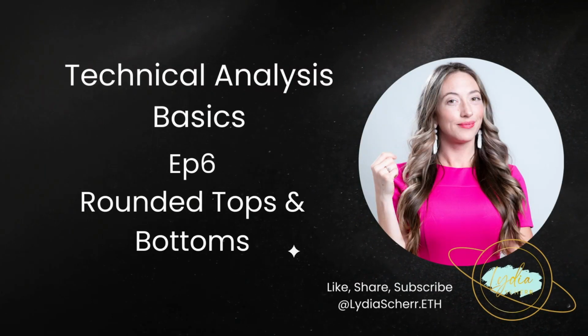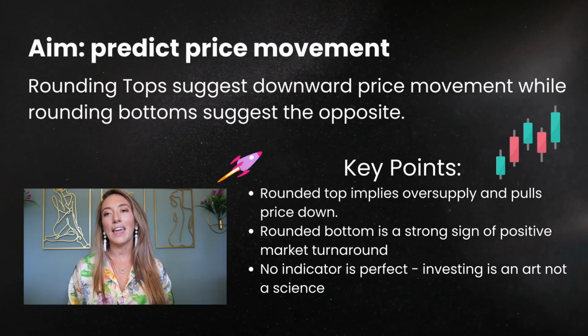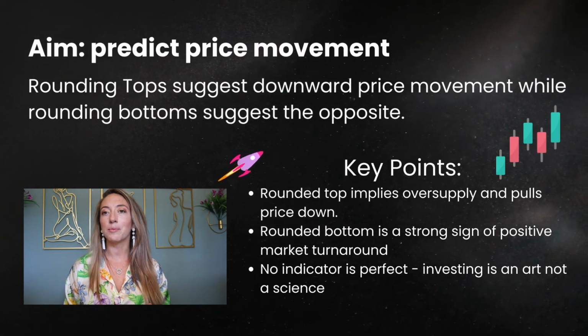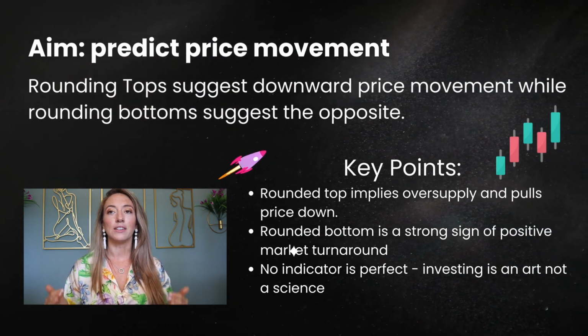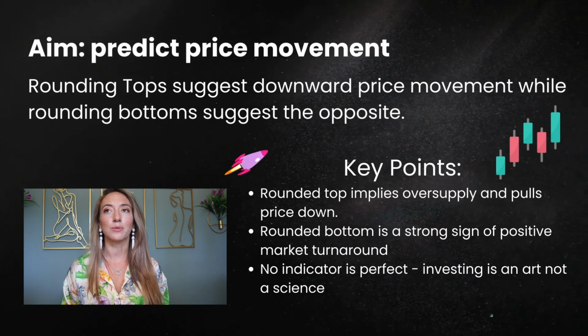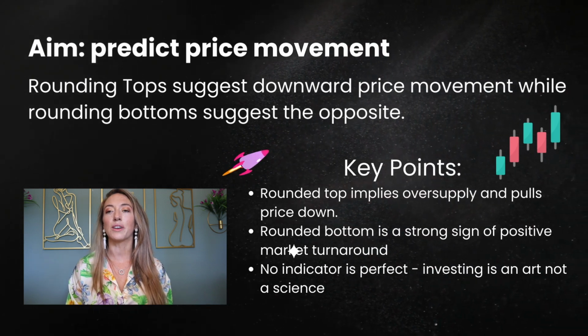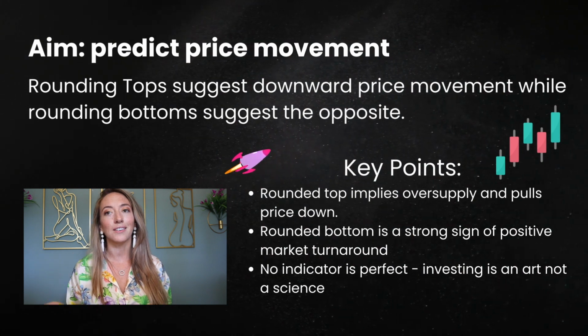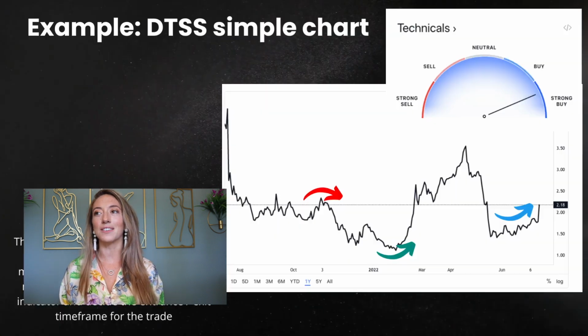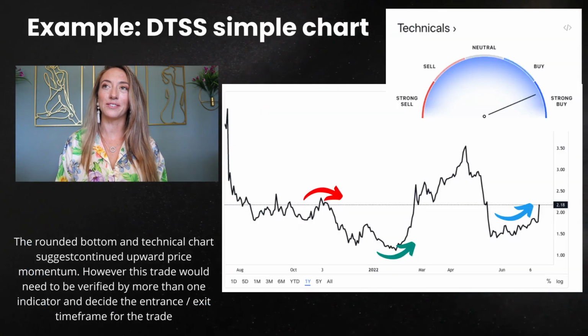Today we're going to talk about rounded tops and bottoms. These aim to predict price movement like pretty much any other indicator. However, the roundedness of the top or the bottom of the chart is what signals the price action. For example, a rounded bottom indicates a swing to the upside, whereas a rounded top indicates, you guessed it, a swing to the downside. Okay, so let's look at this example here of DTSS.